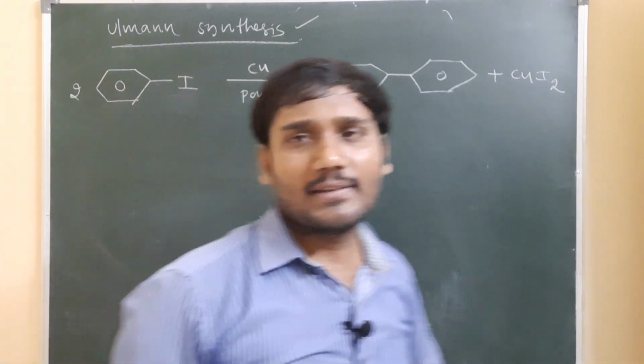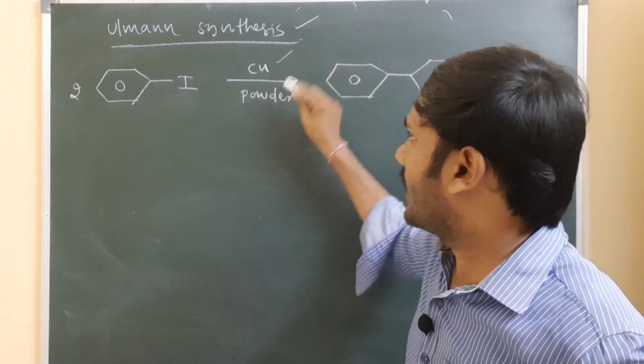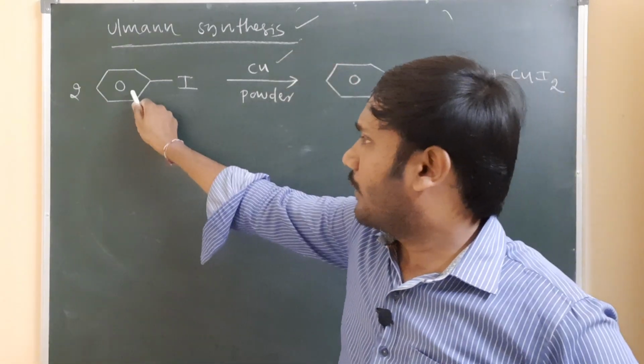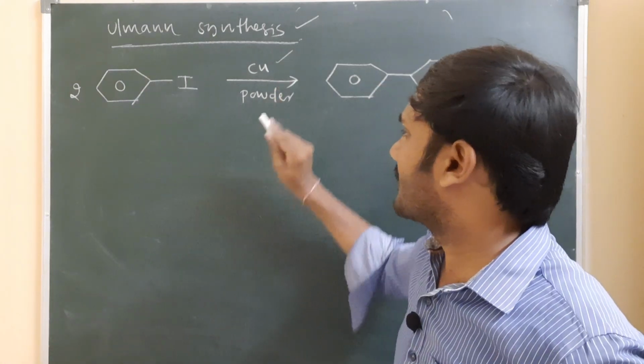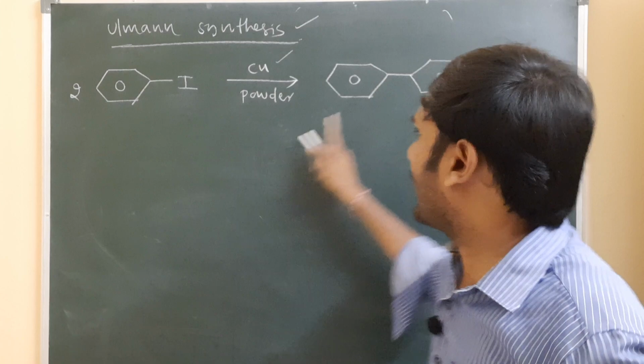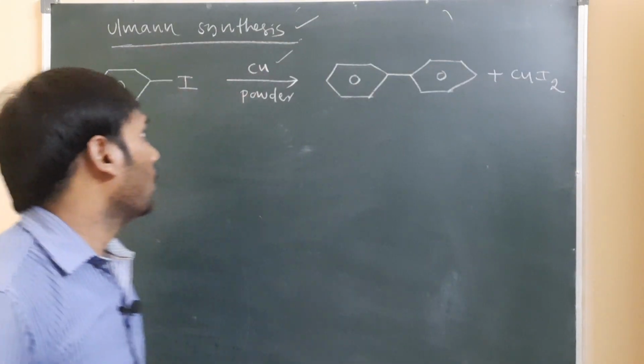Once again, the Ullmann synthesis is the same as the Fittig reaction, but instead of sodium we are taking copper powder, and we are taking the aryl halide. When I take the aryl halide in the presence of copper powder, the 2 aryl groups will be combined and formed as a biphenyl. This is the Ullmann synthesis.